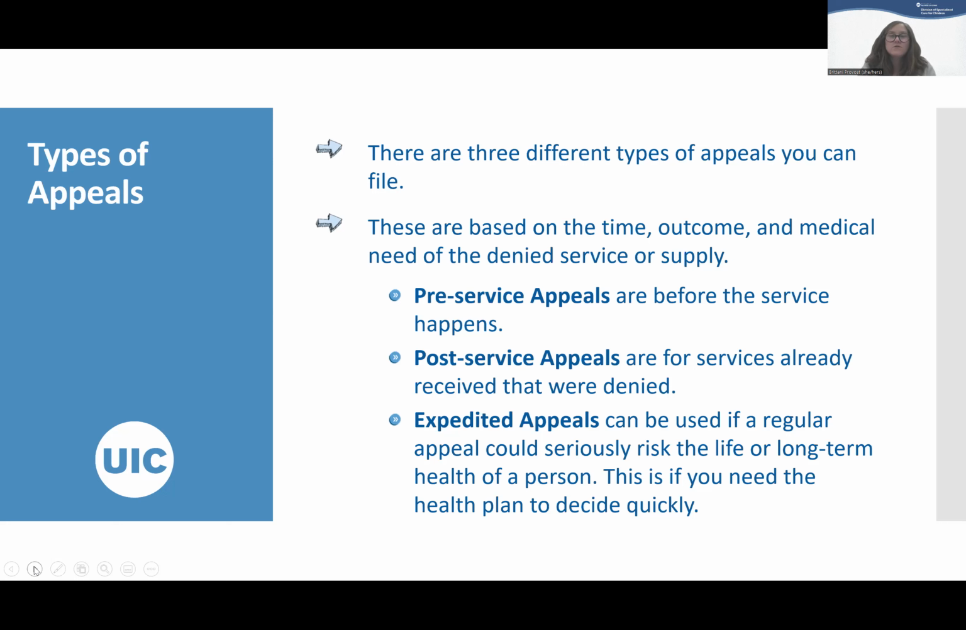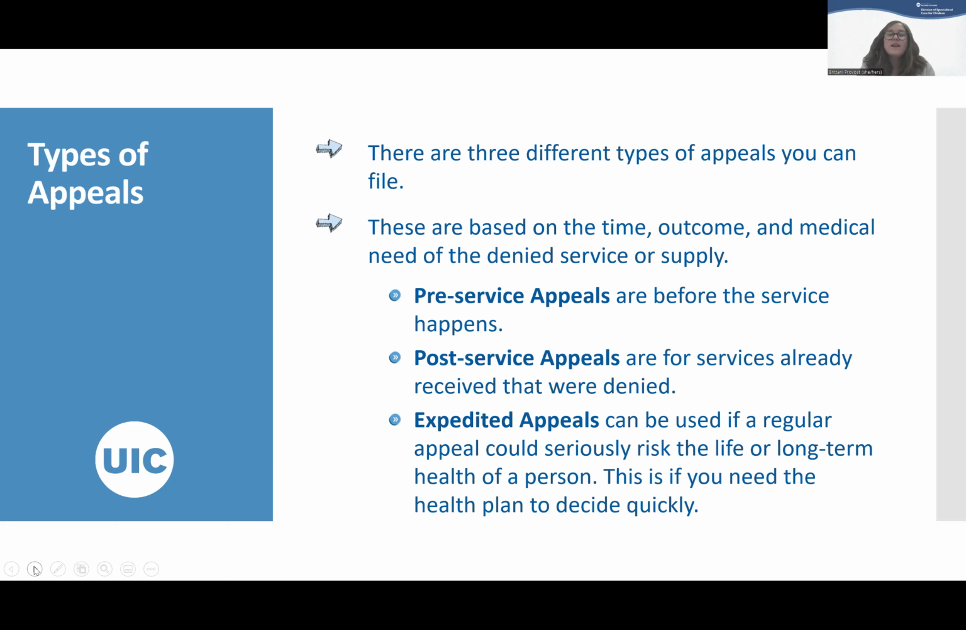So if your service requires a pre-authorization, so let's say you have to get a procedure done and they say it requires a pre-authorization, and your doctor sends that in and your insurance comes back and says, we're not going to pay for that, it's not medically necessary, that's a pre-service appeal. So you're going to appeal the decision because you didn't get the service yet, but they gave a decision before you got the service.